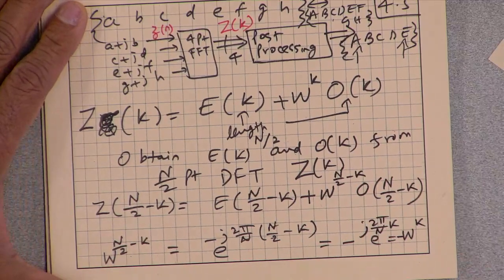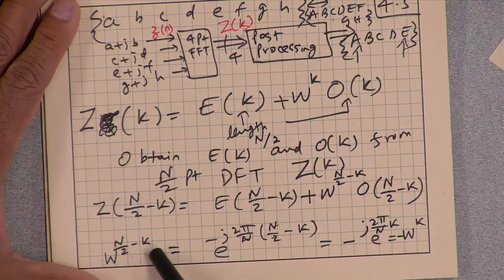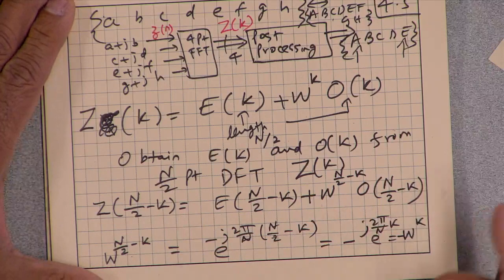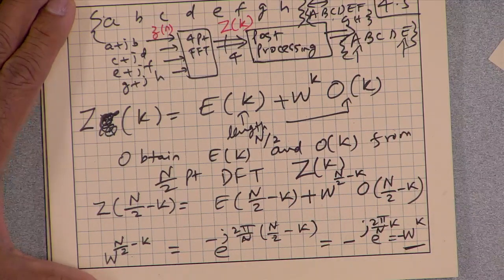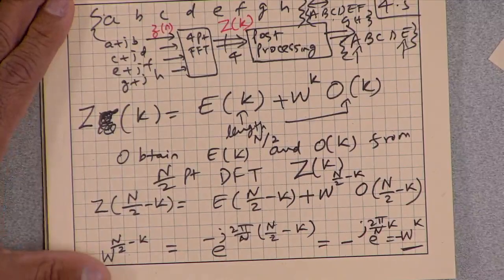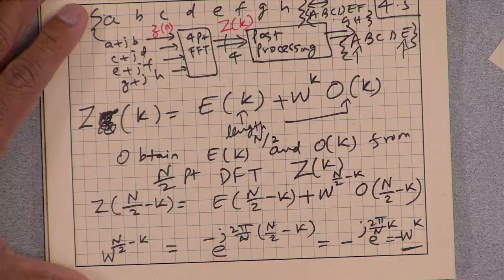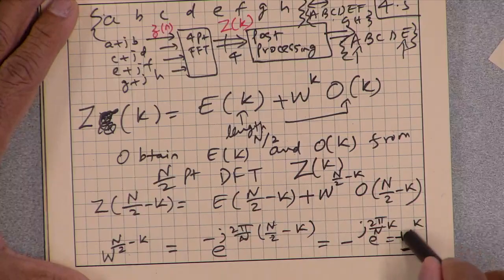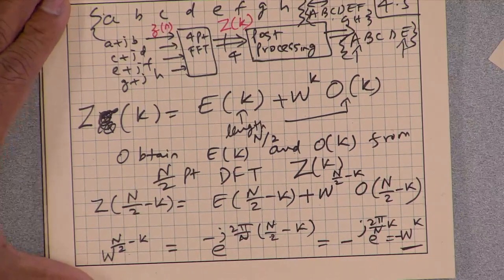W to the power n by 2 minus k, this is where there is some mistake, particularly in my unedited lecture notes that I posted. There are mistakes in that note. I think that note wrote w to the power minus k. I didn't read and correct those things.